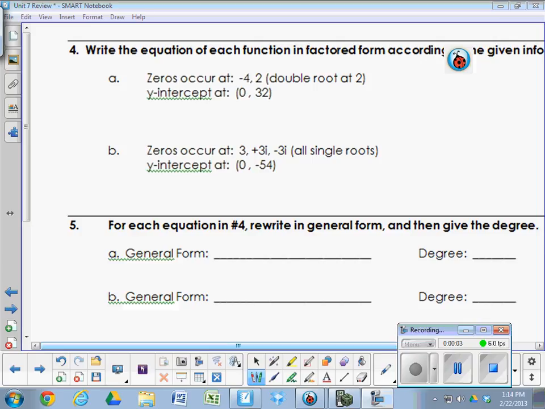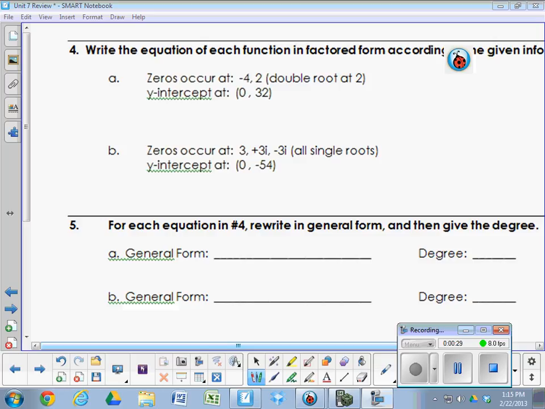All right, we're live here looking at number 4b, and it says that we have zeros occurring at 3i and negative 3i. By the way, if you know that 3i is a root, it's called a complex root, then negative 3i has to be one also. If they tell you 5i is a root, negative 5i has to be one also.